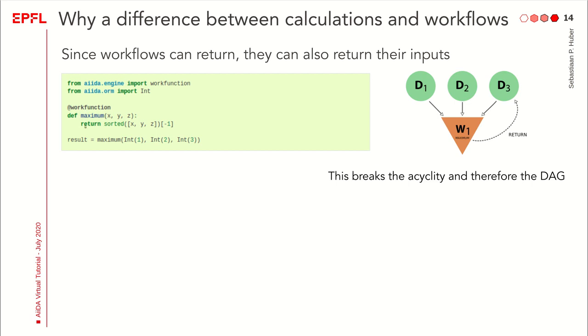So take, for example, this work function called maximum that given 3 integers will take the largest one. So we sort the array, the list of these integers, and take the last one. The provenance graph that will be generated looks like this.